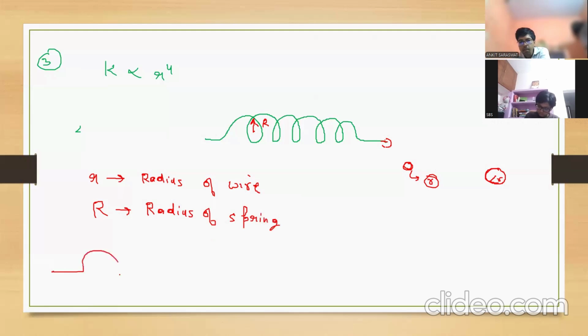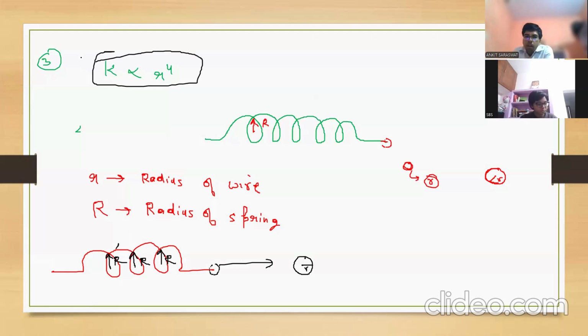Spring. Again, I will draw like this. So this is the wire. This wire has a certain cross-section area. I'm drawing here. It is just like that. This is r. And this is a spring. The spring has a circular shape, and it also has a radius. Okay, radius of spring. Understood? Yes, sir. K is directly proportional to R to the power 4. Clear?